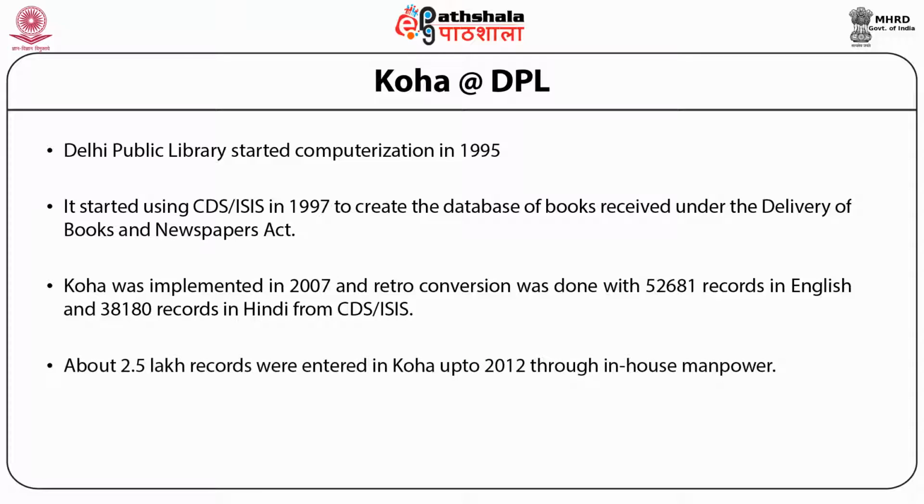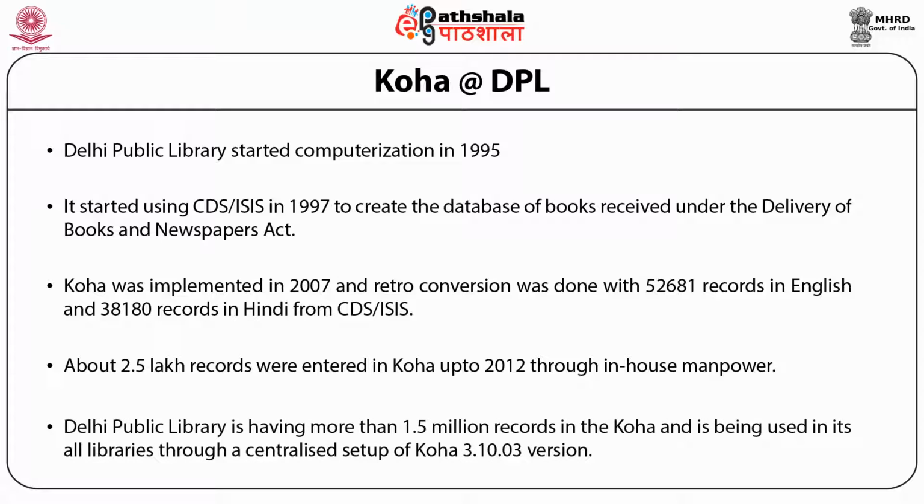About 2.5 lakh records were entered in Koha up to the year 2012 through in-house manpower. At present, Delhi Public Library has more than 1.5 million records in Koha, and it is being used in all libraries through a centralized setup of Koha.